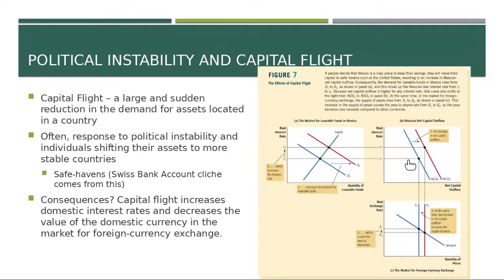Remember, if net capital outflow is our domestic savings in foreign assets, then that means the demand for loanable funds has also increased and shifted rightward. The rightward shift in demand corresponds to a new equilibrium interest rate that was higher than the original interest rate. So we've moved from this point to this point with a new shift.